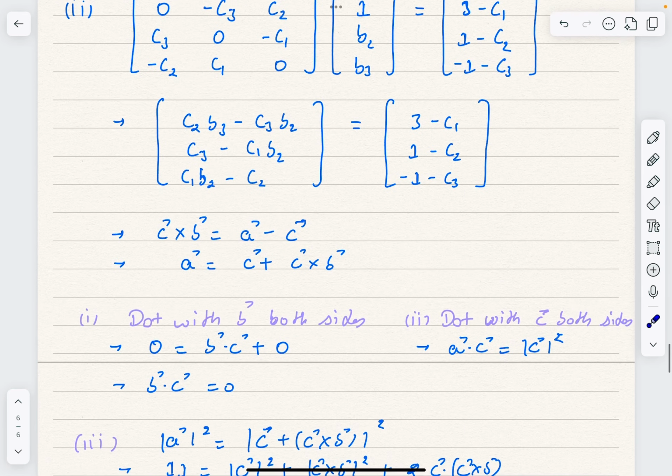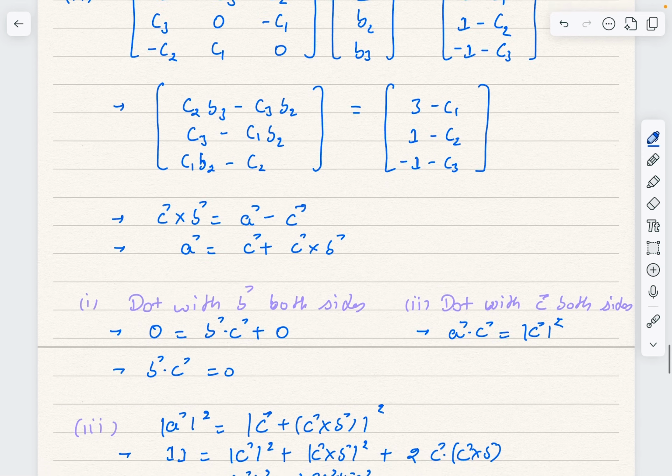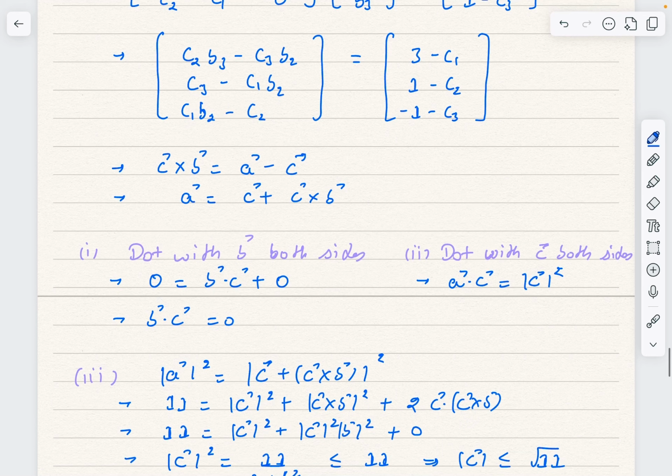To find A dot C, now we dot the same thing with C. So you get A dot C is equal to mod C square, plus this, which will again be 0. So A dot C is equal to mod C square. We cannot say it is 0 unless C is a 0 vector, and there is no information regarding whether C is a 0 vector or not.